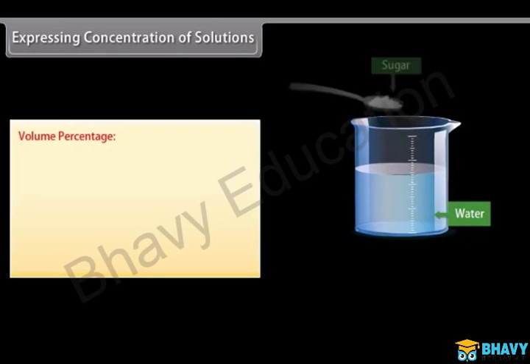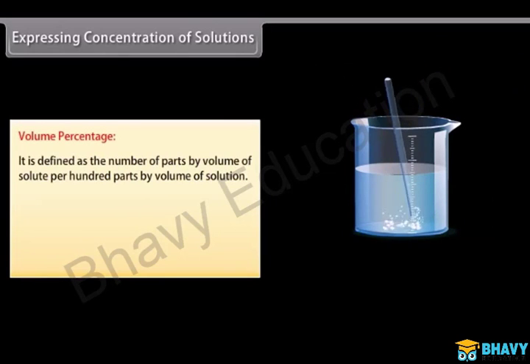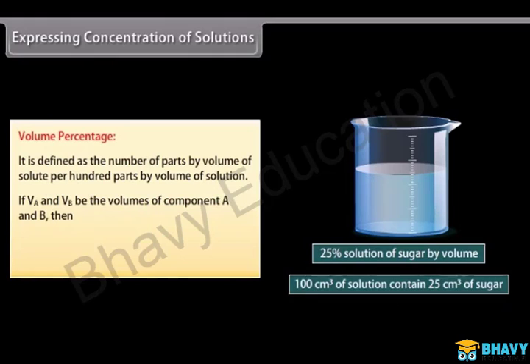Volume percentage. It is defined as the number of parts by volume of solute per 100 parts by volume of solution. If Va and Vb be the volumes of component A and B, then volume percentage of B is equal to Vb/(Va + Vb) multiplied by 100.